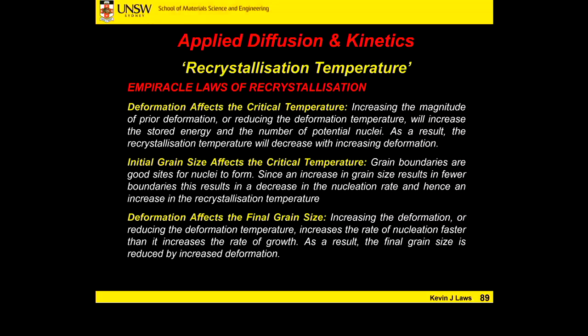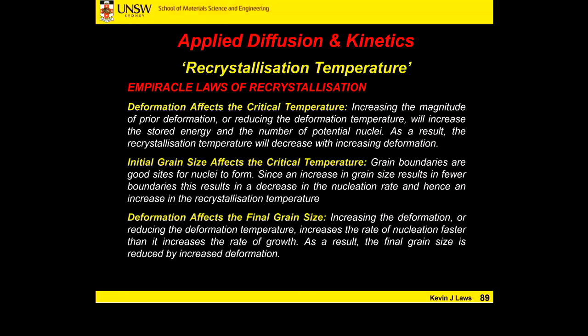We've also got to be wary that deformation affects the final grain size. So increasing the degree of deformation, so again, use the example, 50% reduction, 60%, 80% reduction of our rolled material, or reducing the deformation temperature increases the rate of nucleation faster than it increases the rate of growth. So this is a little bit of a tricky one.